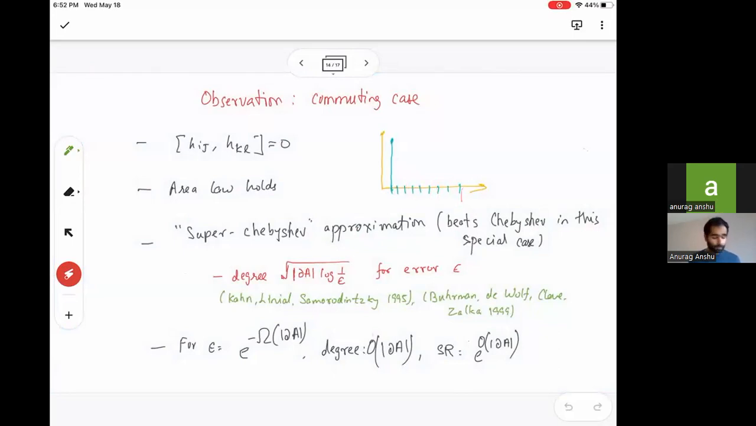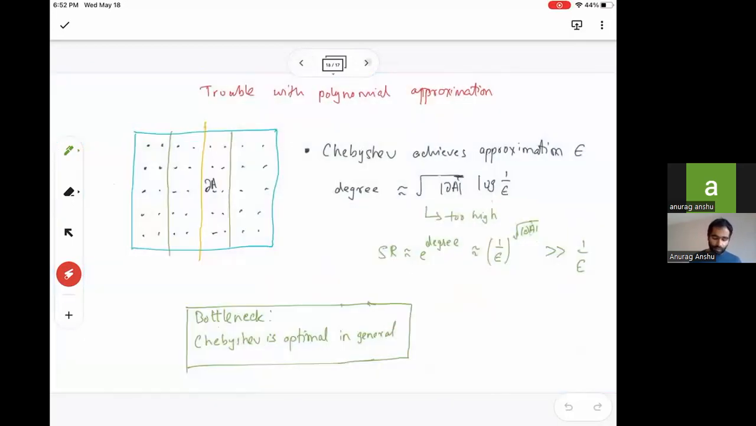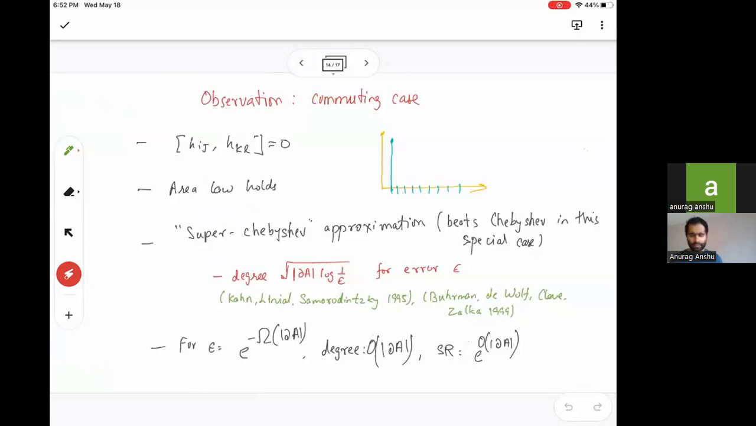So given this, it's well known through these works that we can beat Chebyshev approximation, and we can get a degree that scales as square root of boundary times log 1 over epsilon, where note that log 1 over epsilon is inside the square root compared to here. So this seemingly technical point seems to make a lot of difference.